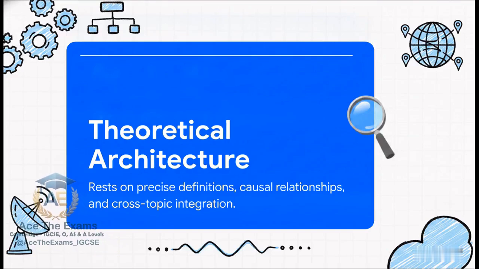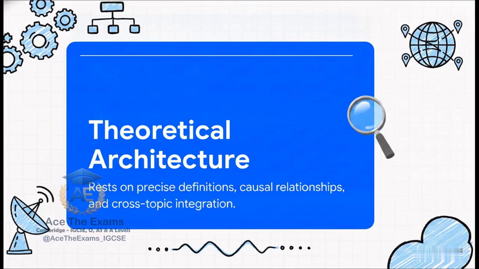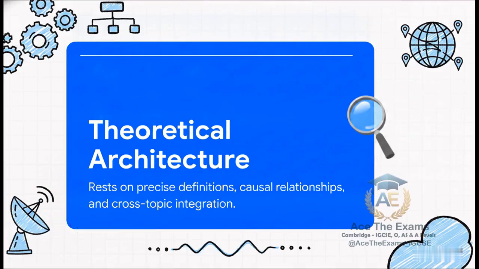You must define your terms clearly. Tell the examiner, I know exactly what this is. Once you've defined the tech, you can use the Peel framework to establish causal relationships. How a change in satellite latency directly impacts a real-time global mapping application, for example.